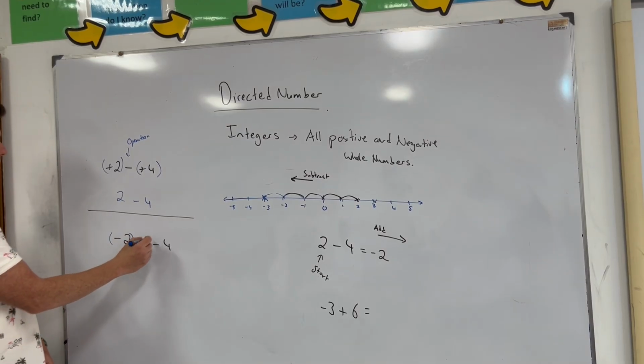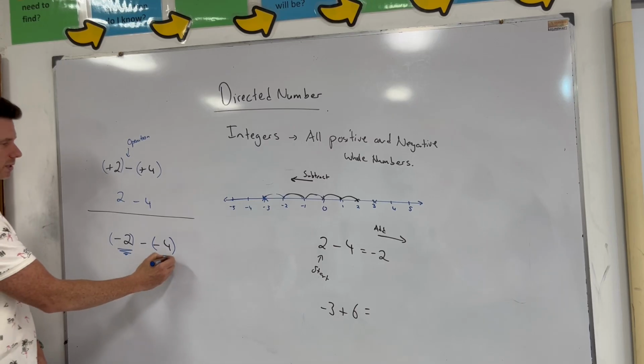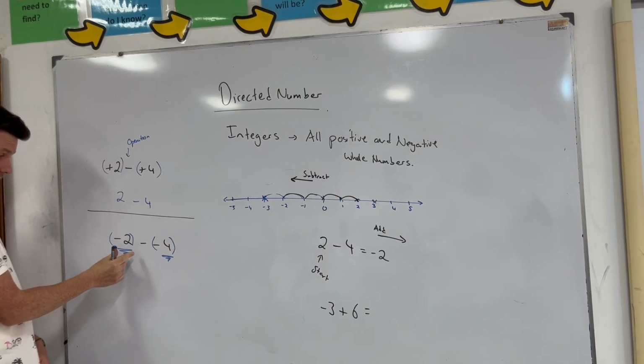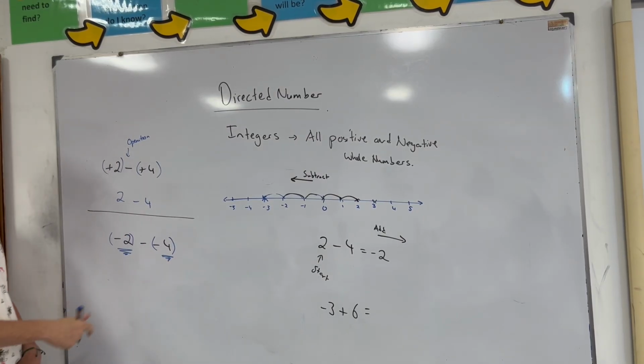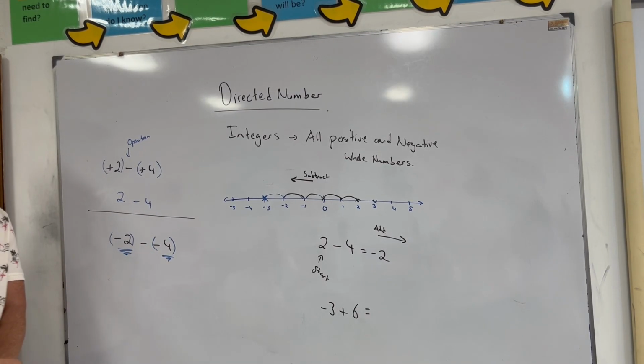Sometimes you see brackets around them as well. This is the value negative 2. This is the value negative 4. There are the 2 numbers, and this is the operation, minus. So I start with negative 2, and I need to subtract a negative 4. So if I just look at this, subtracting a negative is the same as doing what? Joey? Adding? It is adding, yeah.